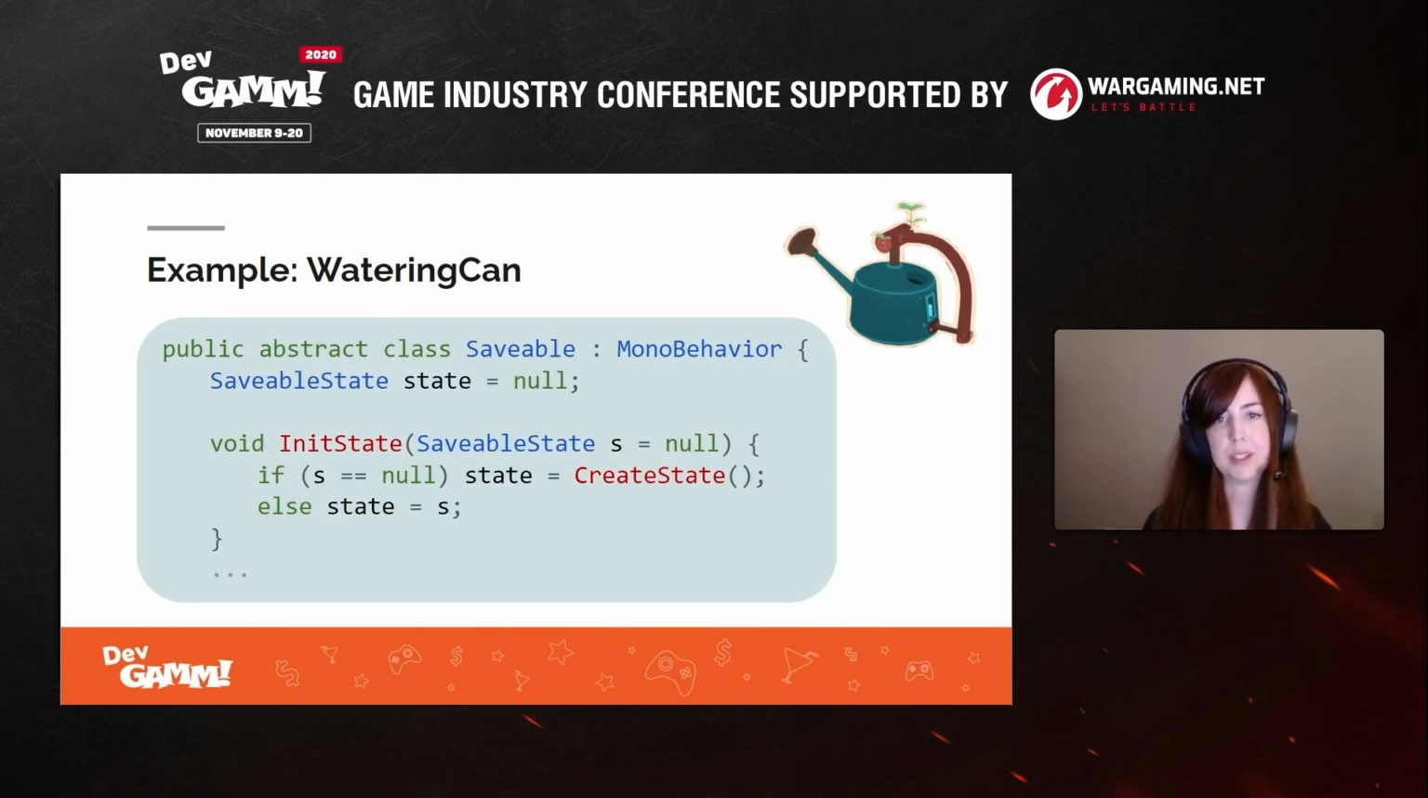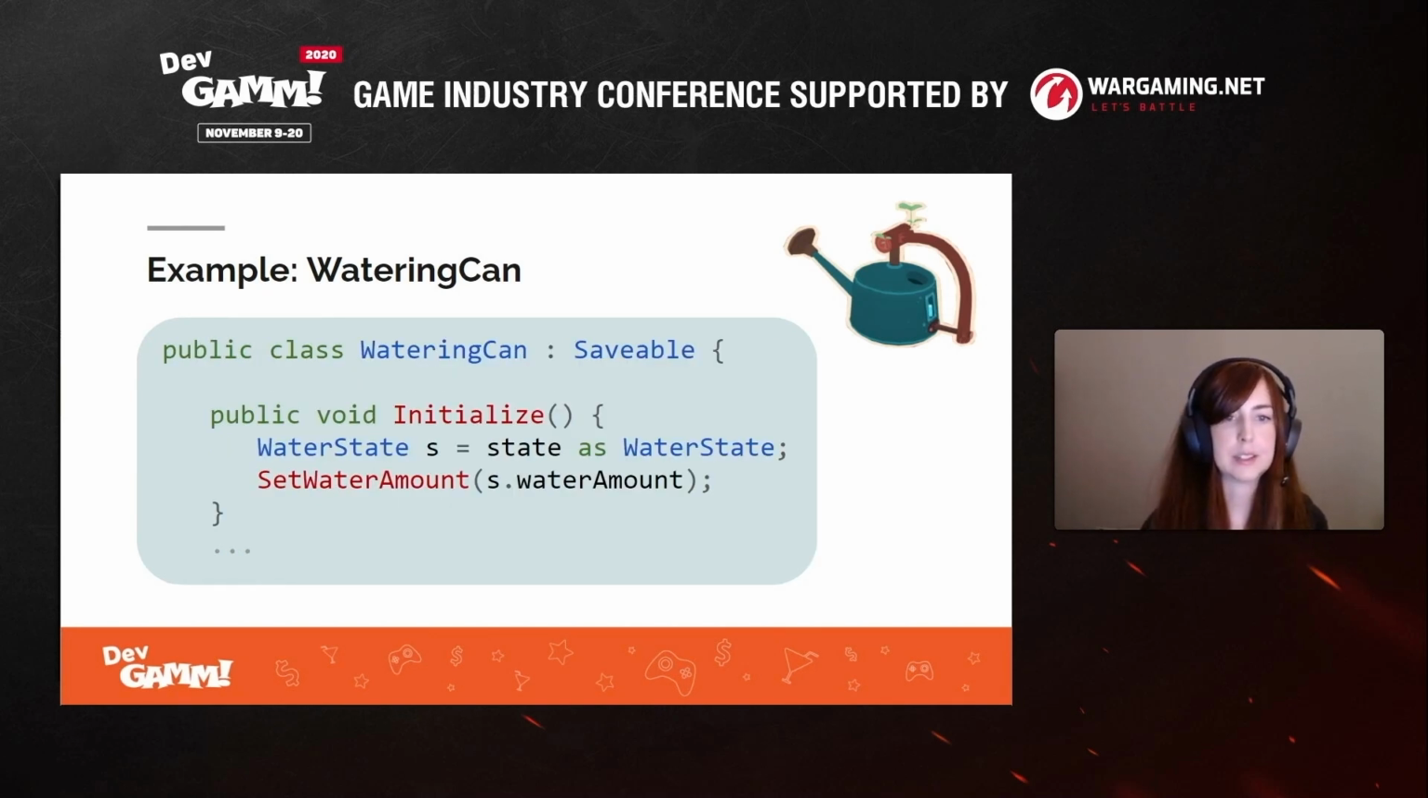This is part of what the base class Savable looks like. It has a method called initState that takes a savable state. When this object is created for the first time, we pass in null to initState, which will cause it to call createState, where the object can set up the default values. If we're instead loading a save file, we pass in the savable state from the save data.